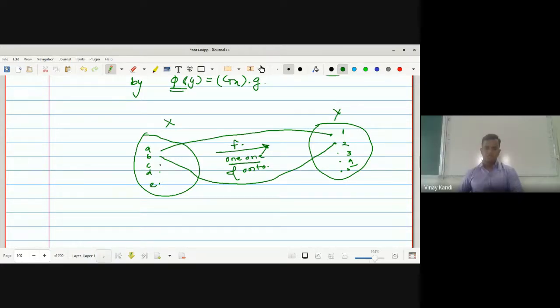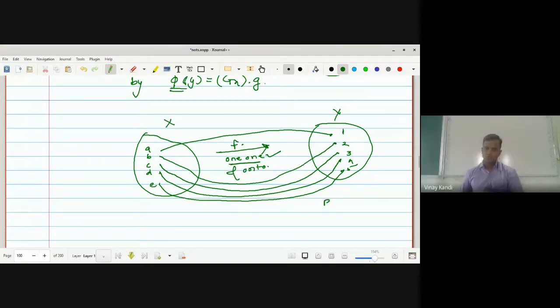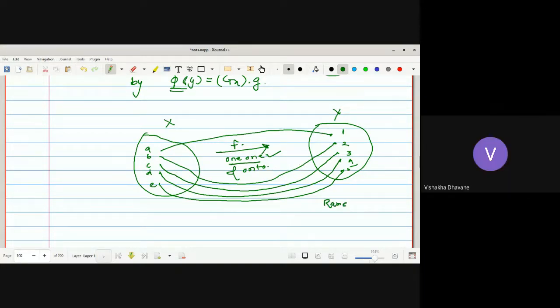Now suppose this is C. This C corresponds to something other than 1 and 2. That is, suppose C is related to 3. This D is related to 4. And this E is related to 5. Whether this function is onto. It is already 1-1. Is this function onto? Yes, sir. Because range is equal to codomain.